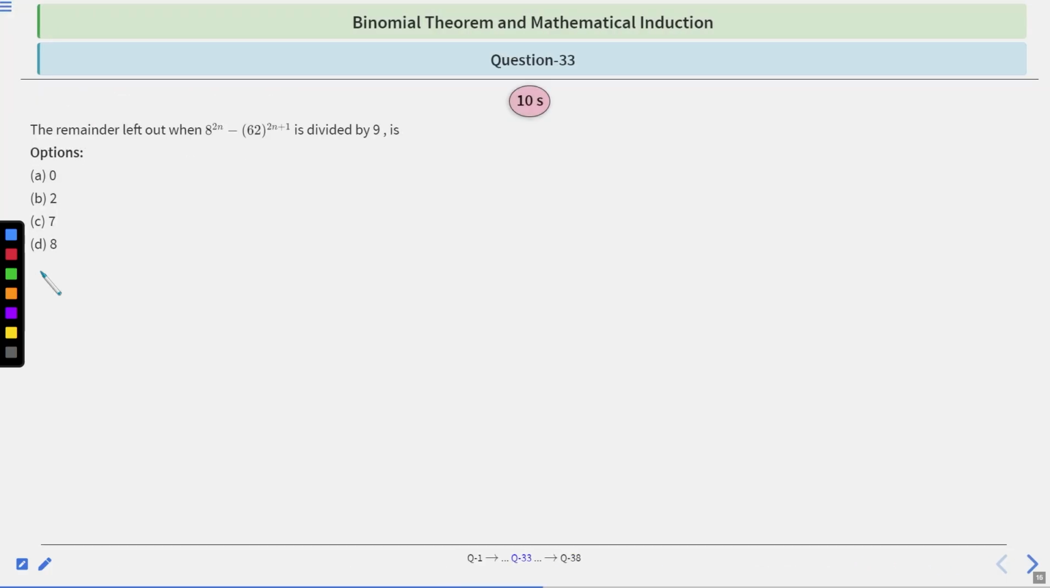Question number 33. It says the remainder left out when 8 to the power 2n minus 62 to the power 2n plus 1 is divisible by 9 is. So you have 10 seconds to solve this question. After 10 seconds, we will discuss the solution.